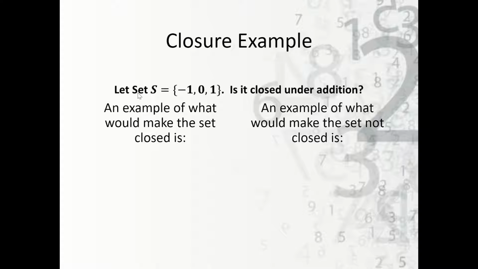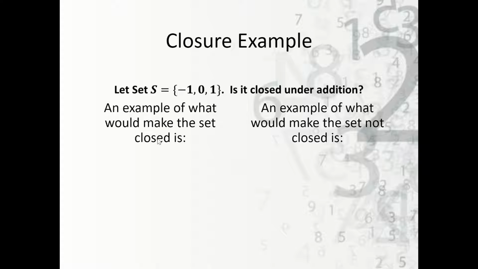Here's an example. We have the set of -1, 0, and 1, and want to know, is it closed under addition? What that means is I'm going to take each of these elements, like -1 and 1, and when I add them together, I get 0, which is in the set. So that means that the set might be closed. If for some reason, though, I end up adding two numbers together and the result is outside the set, let's say I add something together and I get 6, well, 6 is not in the set, so therefore it is not closed.